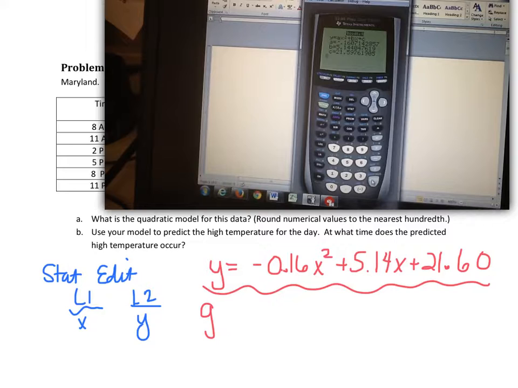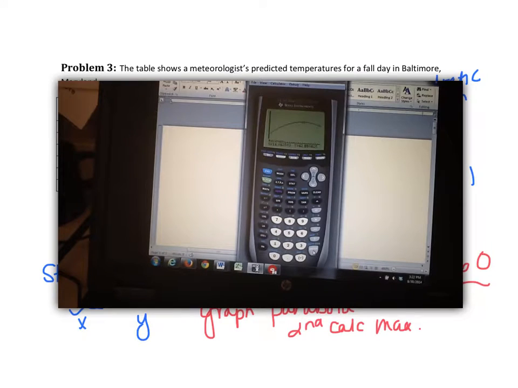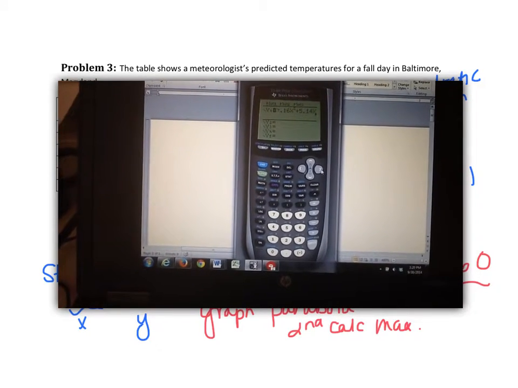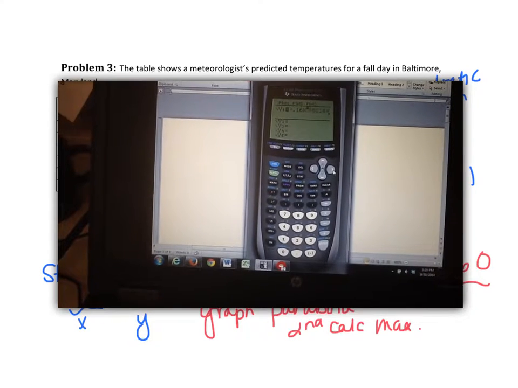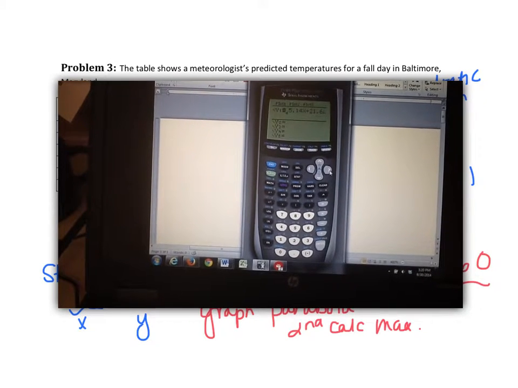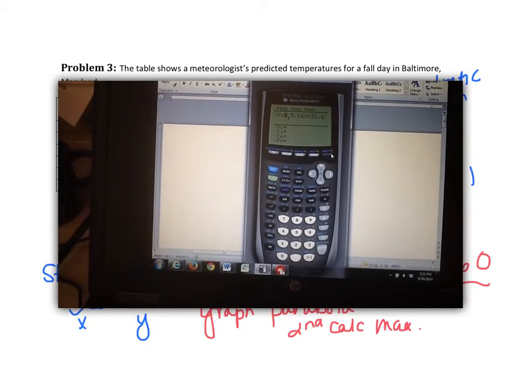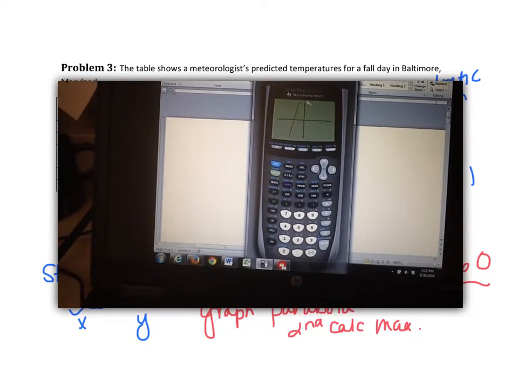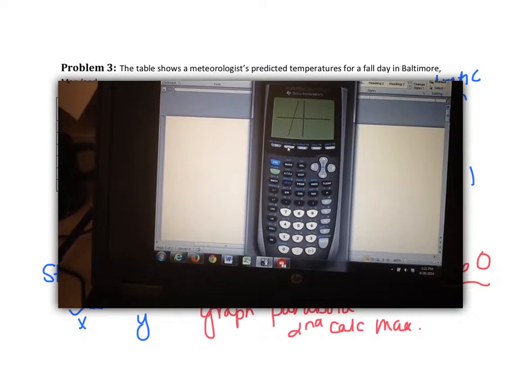So what we're going to do now is graph the parabola, and we are going to find our maximum. So you would need to do second calc and select maximum. I'm going to do that real quick on a video and show you how to do that too. Okay, so here you can see the graph, and I put in the equation y equals negative 0.16 x squared plus 5.14 x plus 21.60. When I select the graph feature and graph this parabola, I notice that I'm not seeing the full parabola, so I'm not finding my maximum point up there at the top. So I'm going to need to switch my window.